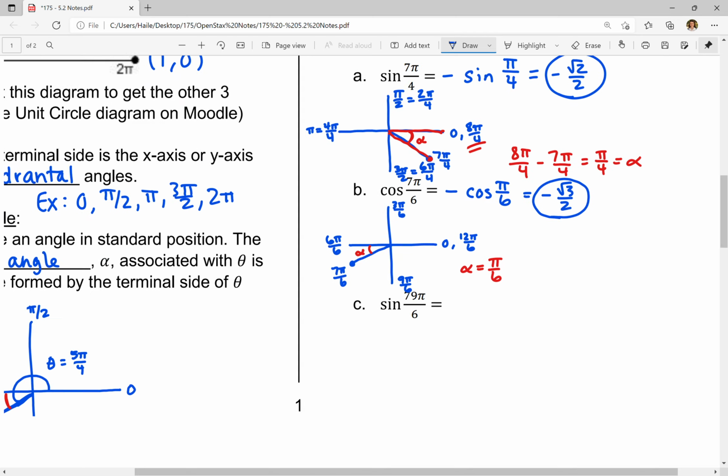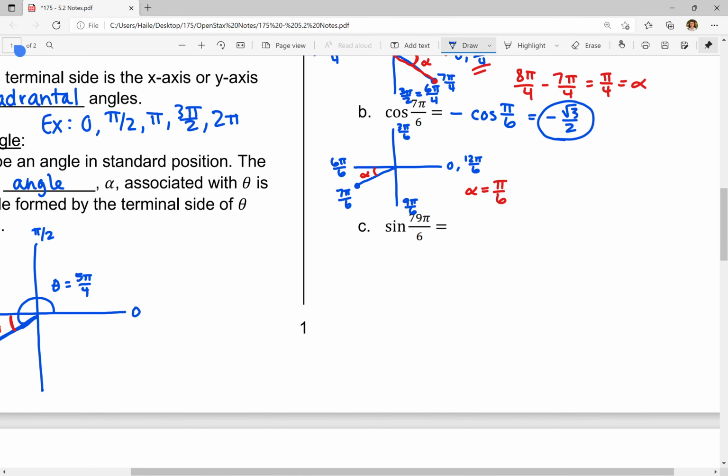All right, and let's try one more example with these reference angles. So this time we have the sine of 79 pi over 6. So this one's a little bit more challenging. So maybe once again, let's draw our unit circle in terms of a denominator of 6. So we have 0, 3 pi over 6, 6 pi over 6, 9 pi over 6. So 79 pi over 6, well, 79 is a really big number.